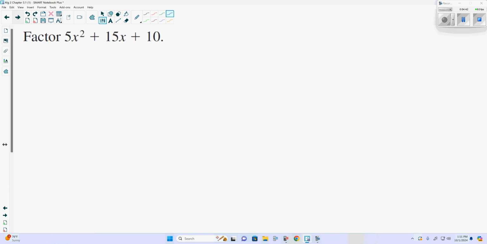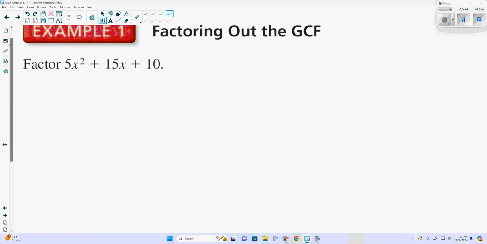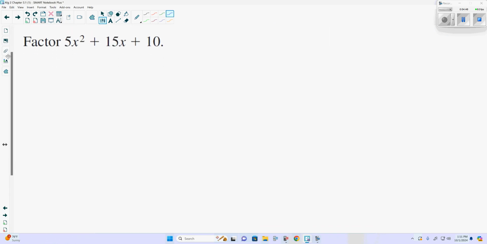So, if we look at this first problem, which is lower on the page, we want to factor 5x squared plus 15x plus 10. So the first thing we need to be looking for is a greatest common factor. Is there a number or term that can go into all three? 5 is a factor of 5x squared, 15x, and 10. So the first thing we can do is factor the 5 out.